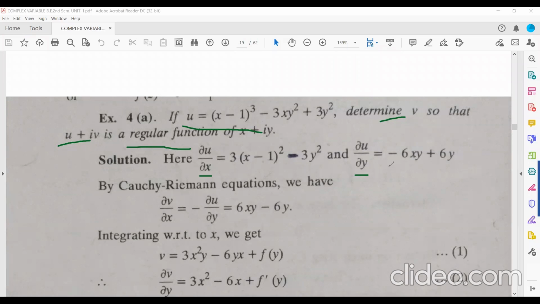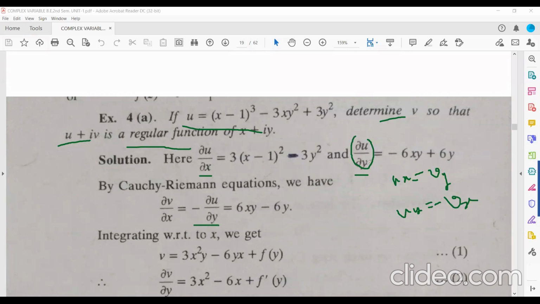Simple. Now you know the Cauchy-Riemann equations again. Ux is equal to Vy, and Uy is equal to minus Vx. So minus del v by del x equals del u by del y. That means del v by del x equals minus del u by del y.